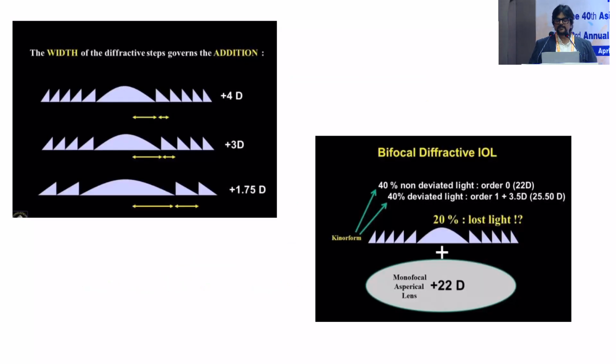So in a bifocal diffractive IOL, 40% is non-deviated light, which is called zero order and is utilized for distance vision, and 40% is deviated light, called order 1, which is utilized for near vision. So there is 20% light lost, and this 20% light loss can be utilized for intermediate vision, which is called second order diffraction.